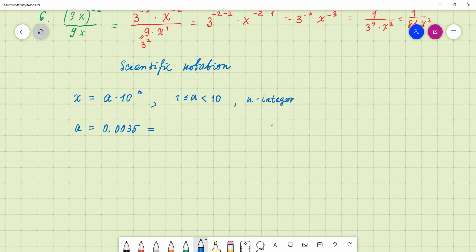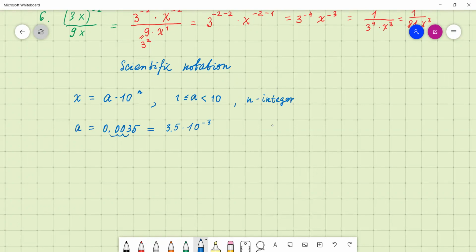To represent it in scientific notation, we'll need to first represent it as a product, right? What we can do here, we can move the decimal point by 1, 2, 3 positions to the right. When we do this, to not change the number, we're supposed to multiply by 10 to the negative 3. So I'm going to write down 3.5 times 10 to the negative 3. And this is scientific notation.